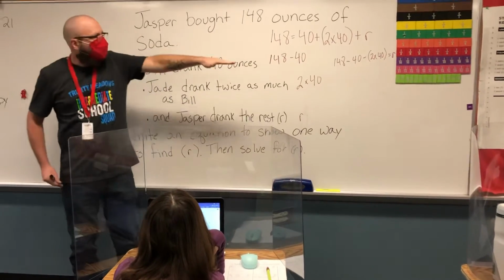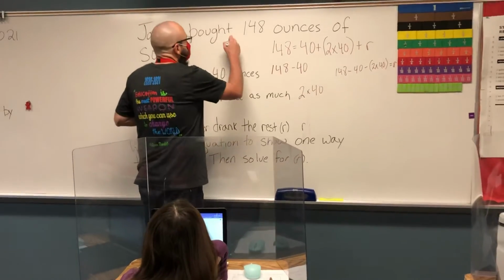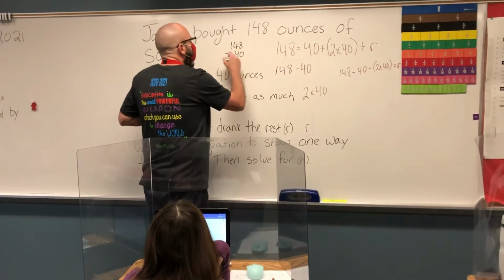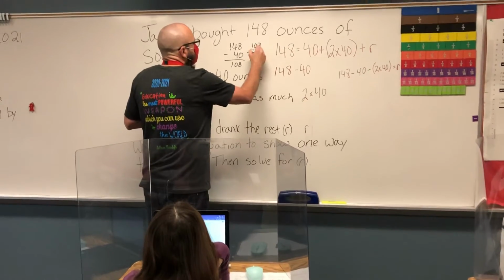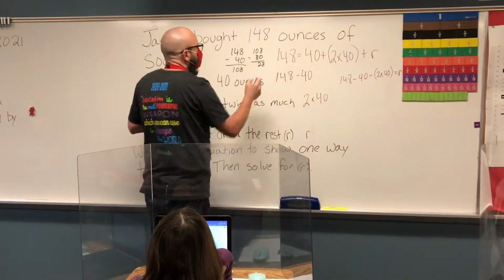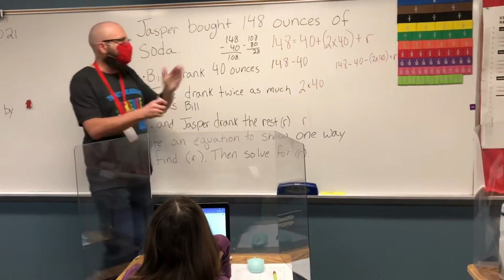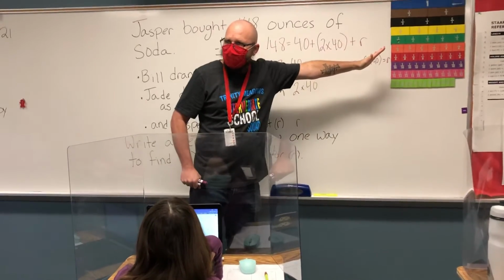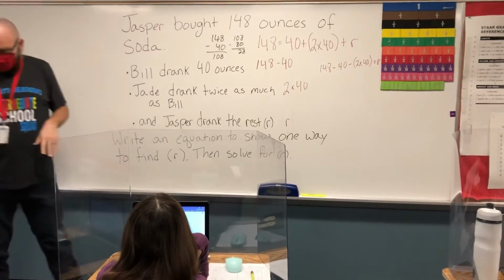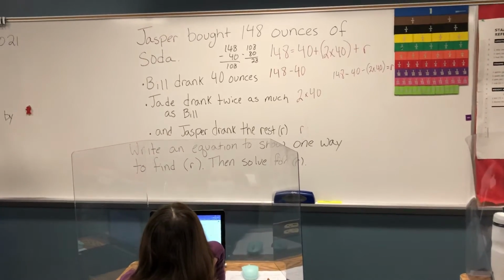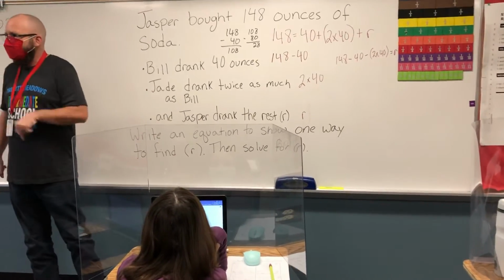What I saw from a lot of people is this, and this is not right, so don't do this. I saw 148 minus 40, and I get 108. Then I saw 108 minus 80, and I got 28. And that's not an equation. An equation is written horizontally, and it has an equal sign. So when it says write an equation, and I bet there's one on the paper I gave you today, that's how you need to do it.